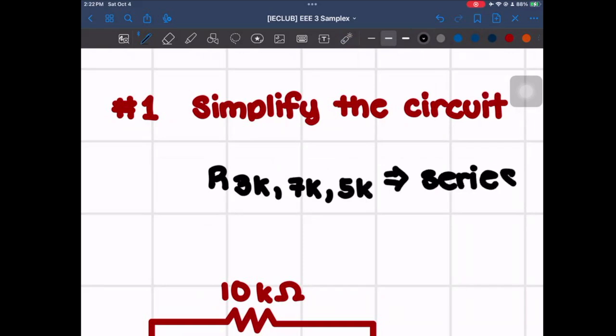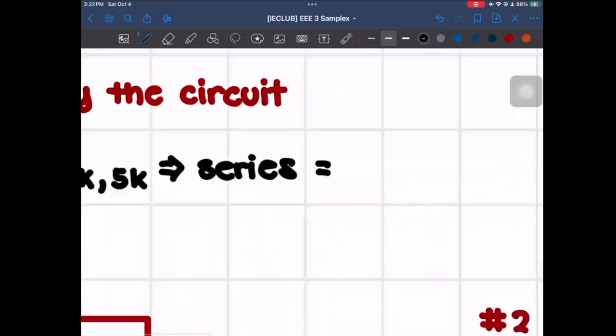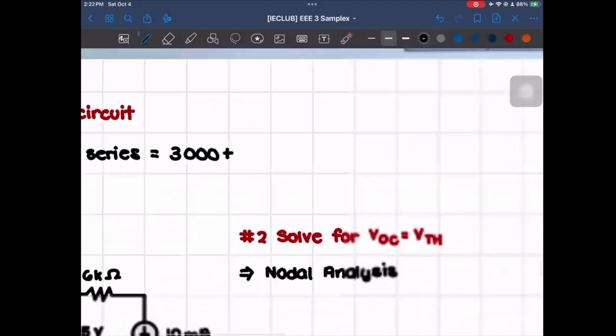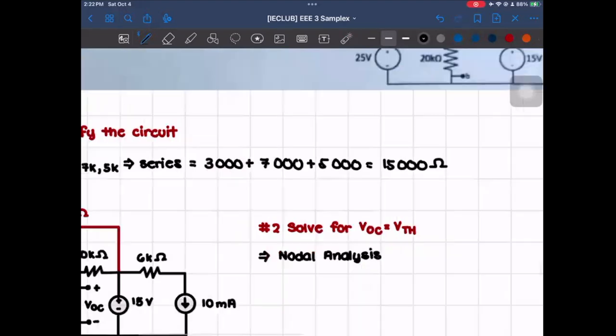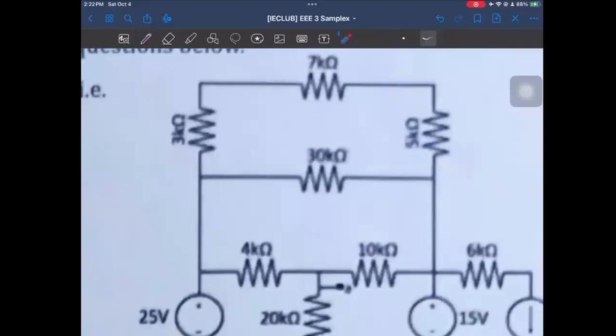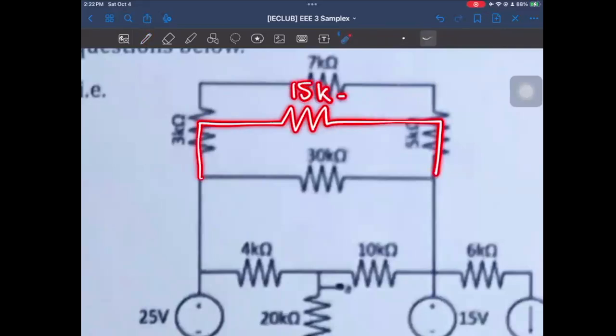So since it's in series, we could just add them together. It's 3,000 plus 7,000 plus 5,000, and that's equal to 15,000 ohms. And so it will end up being somewhat like this instead. So there's going to be a 15K ohms here.